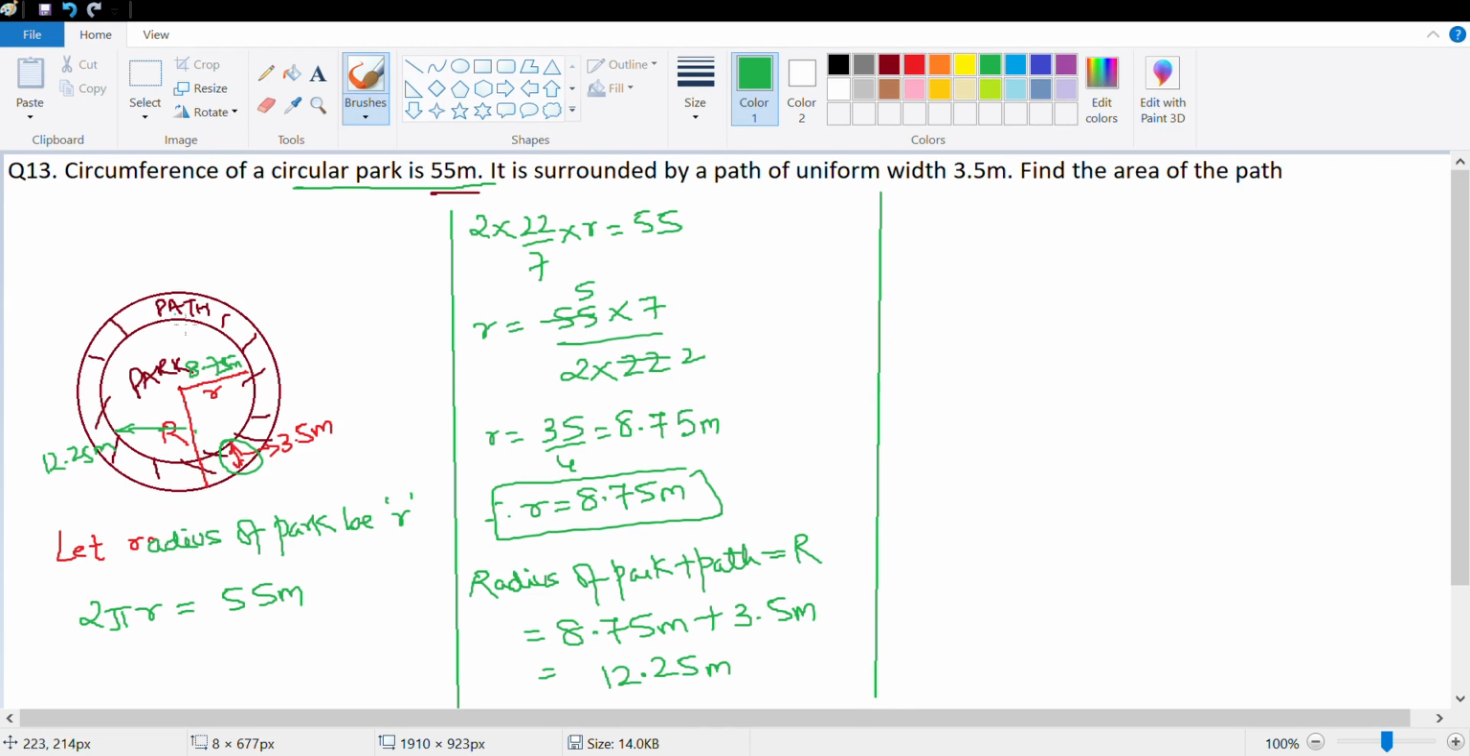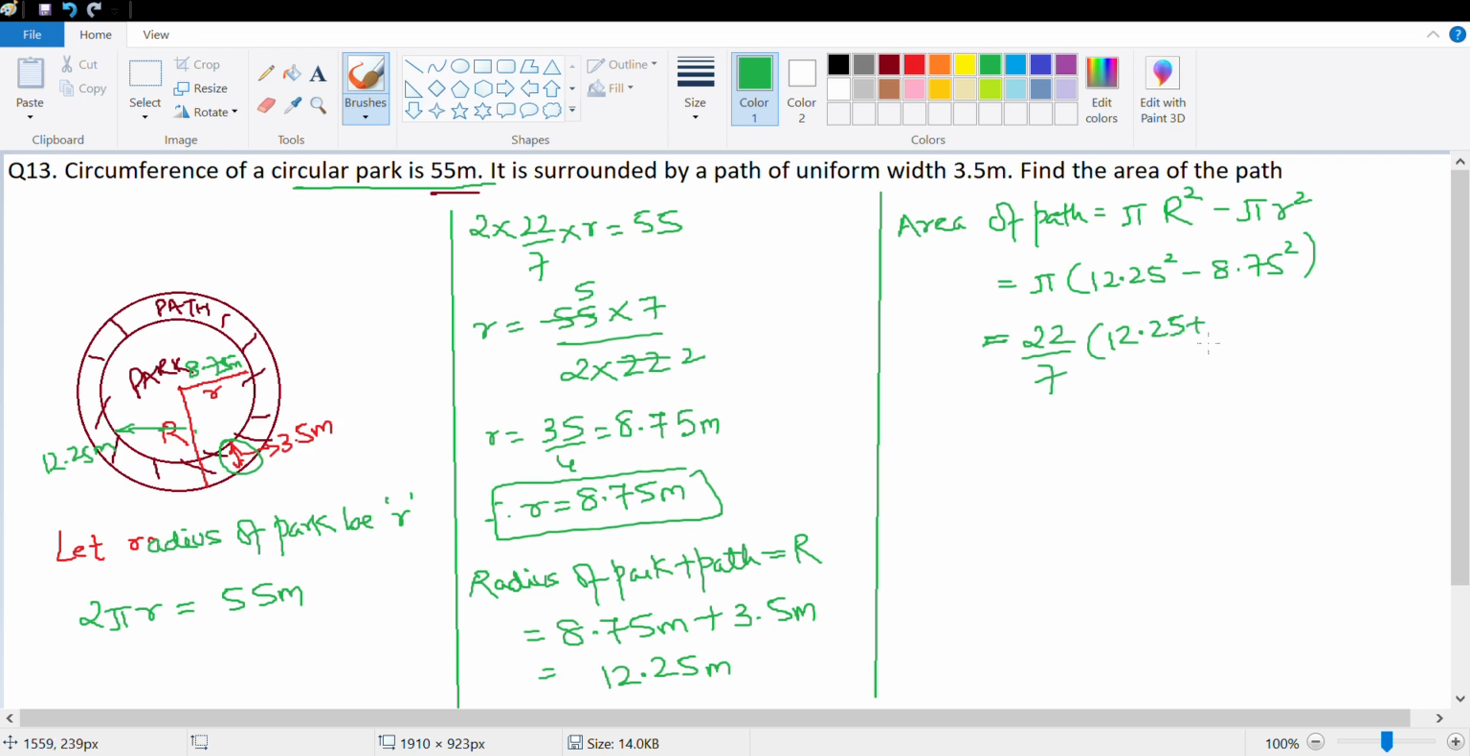Now we need to find the area of the path. Area of the path will be area of bigger circle minus area of smaller circle. So area of path is equal to pi capital R square minus pi small r square, which is pi times 12.25 whole square minus 8.75 whole square. Again, this is in the form x square minus y square, which can be written as x plus y into x minus y. So I'll replace pi with 22 by 7, and this becomes 12.25 plus 8.75 multiplied with 12.25 minus 8.75. So this is 22 by 7 multiplied with 21, and 12.25 minus 8.75 is 3.5. So 7 into 1, 7 into 3. So this is 66 into 3.5 square meter.